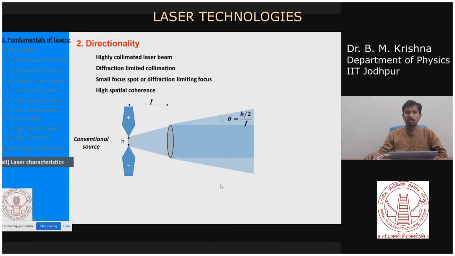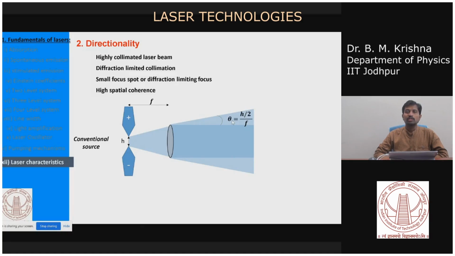So there are two things here. One is how good the collimation can be, measured using the divergence angle. The divergence angle will depend on two factors. One is the height of the source. For example, now your height of source is h, so h by 2 will be on the numerator side, which decides whether the divergence angle is low or high. If h is increasing, your theta will increase. That means if the source size is increasing, your divergence angle increases.